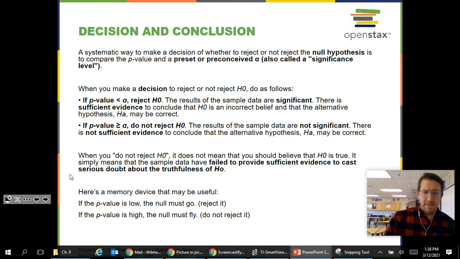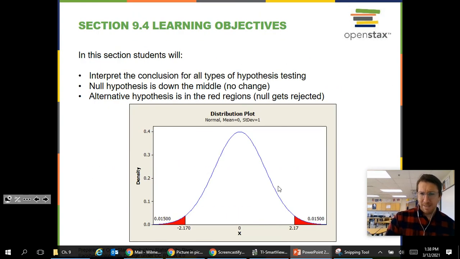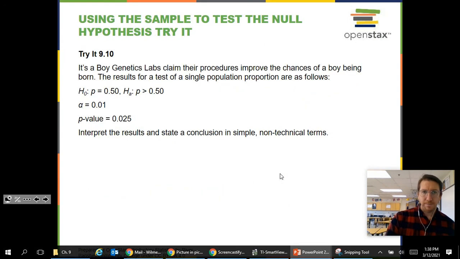And then here's a little memory device. If the p-value is low, the null must go. So we reject the null hypothesis. And if the p-value is high, the null must fly. Do not reject it. I like to think about this. If the p-value is low, we're going to be in these small regions over here. Therefore, we're far away from the null, so we reject the null hypothesis.